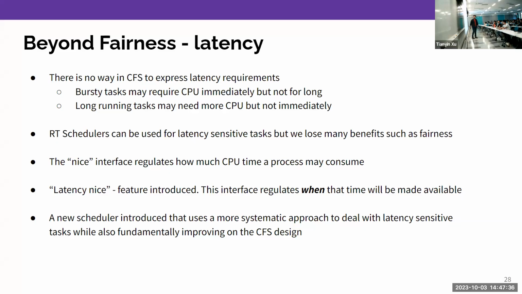So let's talk about why we even talk about beyond fairness, right? We are fair, we have everything that we want in the world, life is good, right? But the problem is that there is no way currently for CFS to express latency requirements. And that is a pretty big deal, because your bursty tasks require a certain amount of time to run, but they require it immediately, while your other tasks can take their time. CFS only controls the amount of time you can run for, but it doesn't tell you when you can run, right? And that's a pretty big problem.